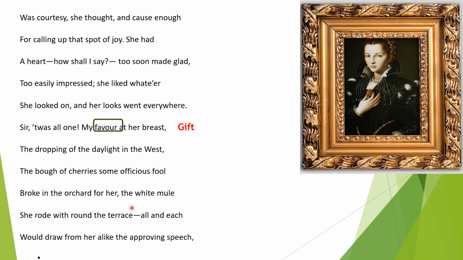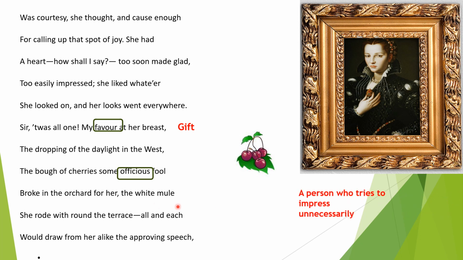The bough of cherries some officious fool. Officious is a person who tries to impress unnecessarily. There will be intruders and they go on flirting with people. So actually it is a flirt. So that officious fool has given a bunch of cherries, broke in the orchard for her, the nearby garden. Orchard means fruit garden. He just broke that bunch of cherries and gifted it to her. That was also equal with my expensive gift. The sunset, the bough of cherries which a fool has given her.